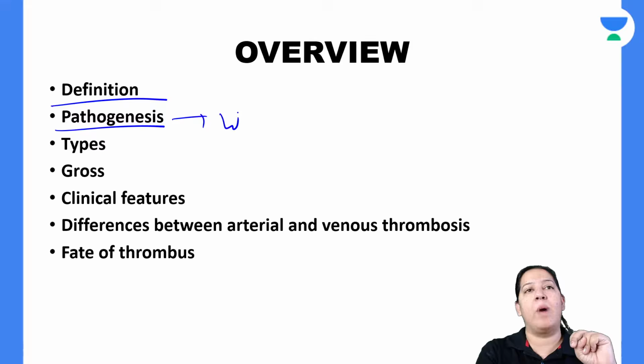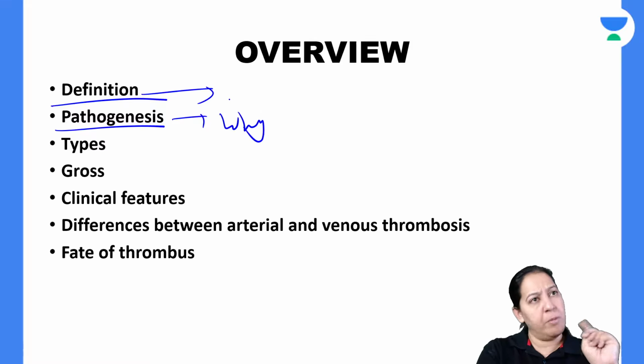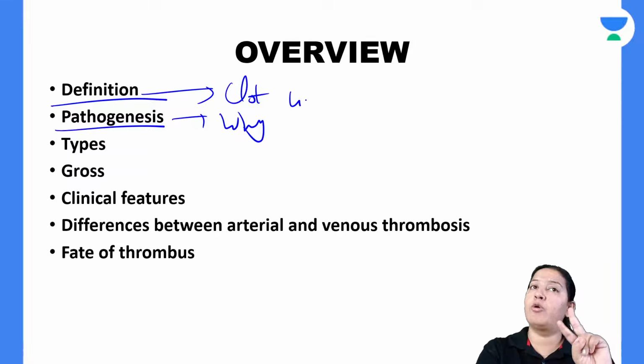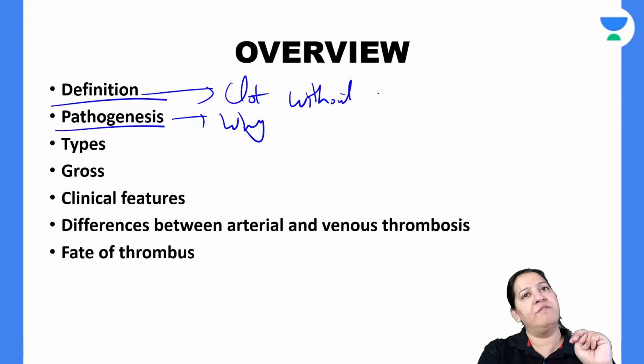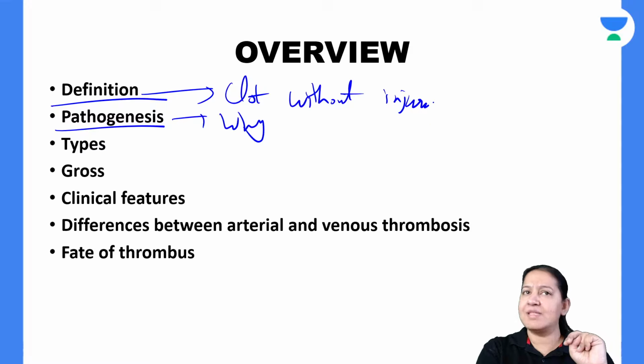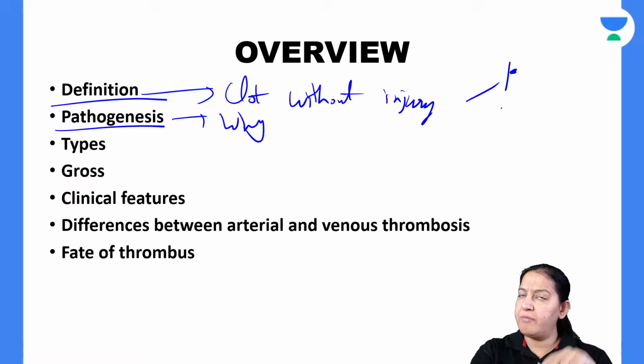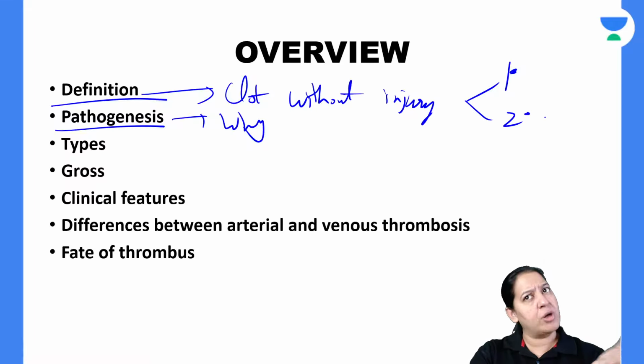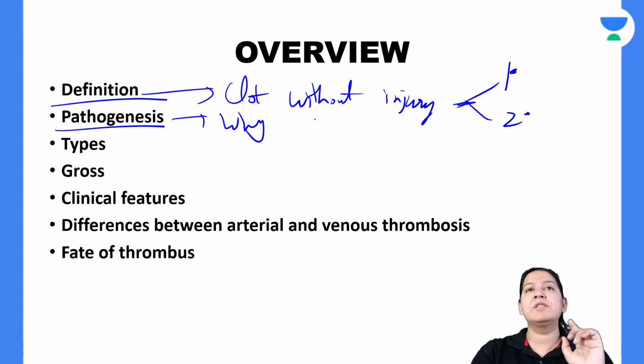The question arises why. You already got the definition. In thrombosis also, the clot is formed without injury. Without injury, the clot is formed via the same mechanism. First, a primary clot is formed, which is made up of platelets. Then a secondary clot is formed, which is made up of platelets along with fibrin. So the same mechanism, but it is without injury.